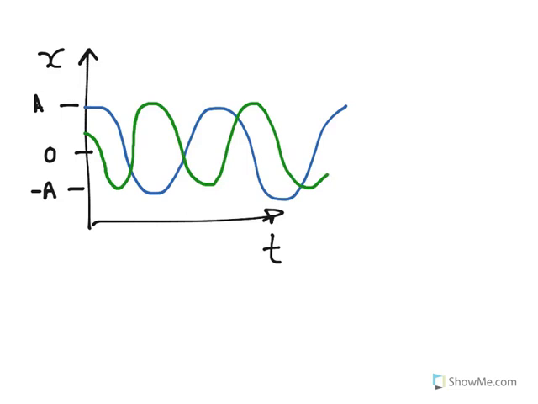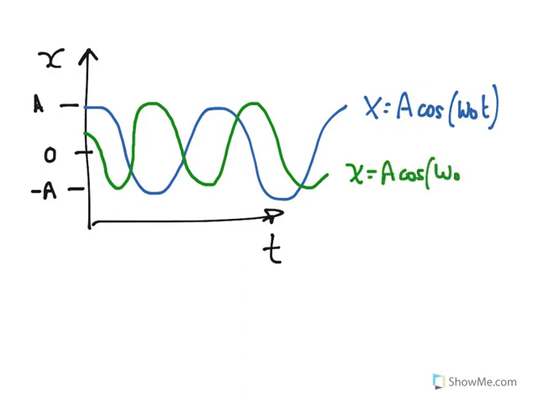and this will generate the phase. So for instance, the equation for the blue one will be position equals amplitude cosine of omega 0 t, because it starts at time 0 at the amplitude, but for the green one it could actually be x equals A cosine of omega 0 t plus a phase, such that at initial time the position is not the amplitude.